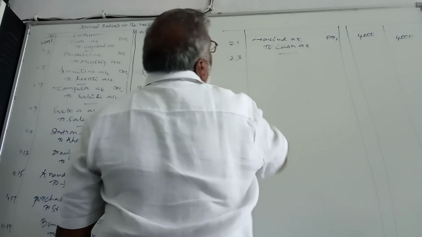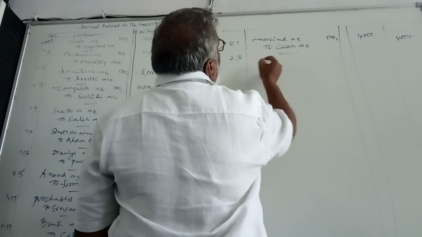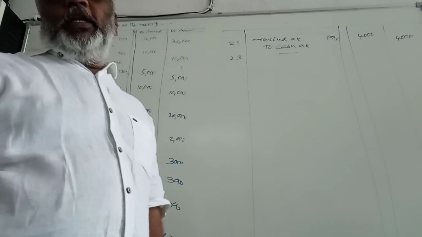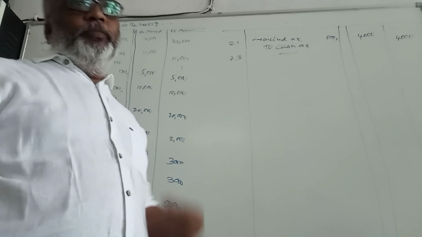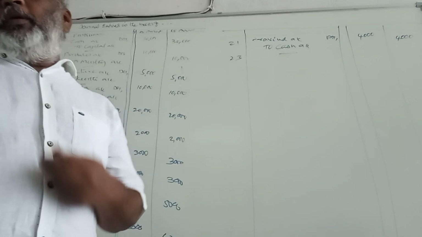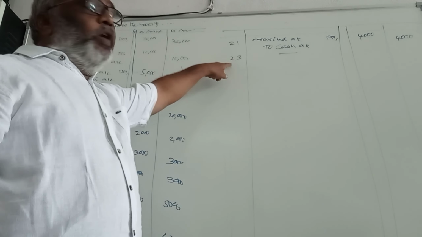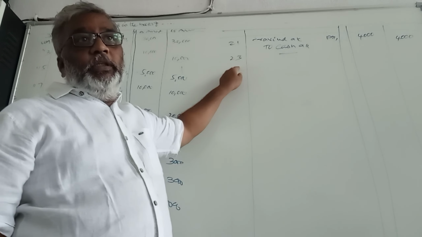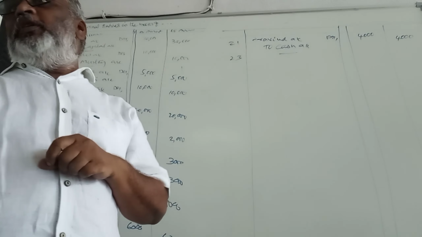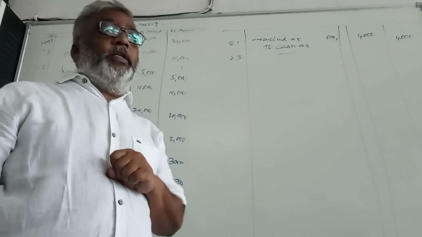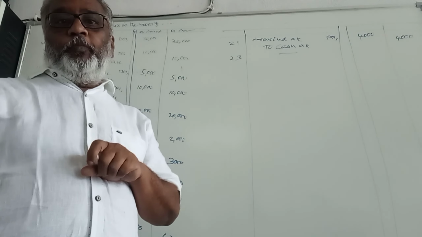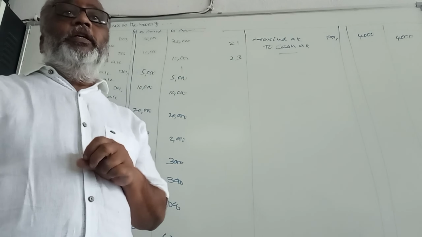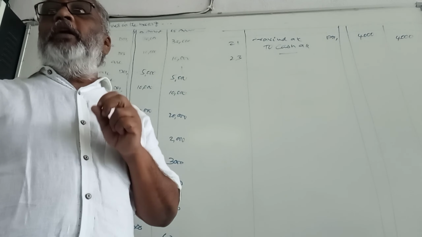23rd. Received commission from Sudha. You have to read the transaction properly. What is the 23rd transaction? Received commission from Sudha. Commission received. Cash account debit to commission account. But here Sudha's name is given along with the transaction.